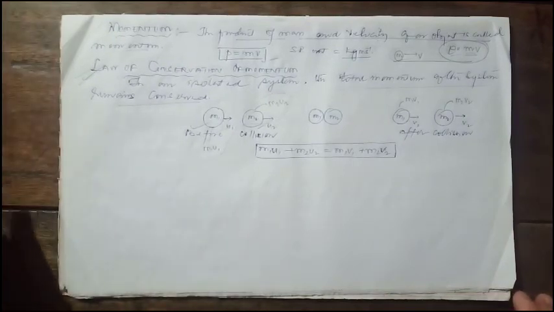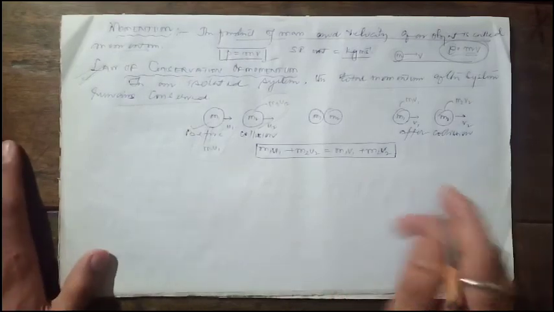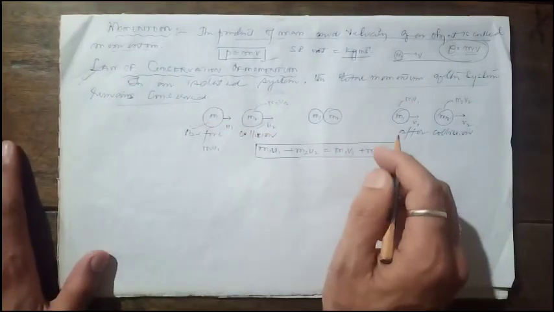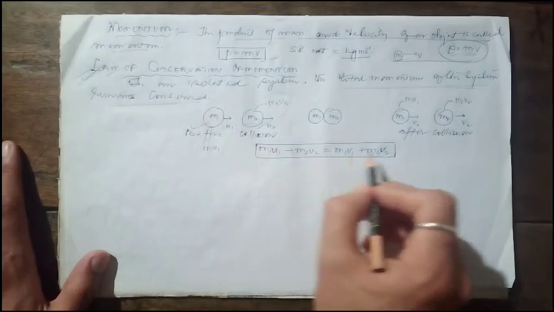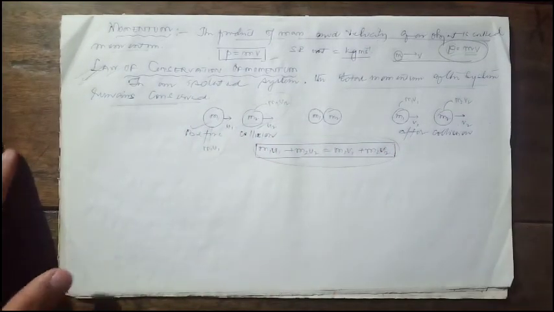So the law says, before the collision, what was the total momentum, and after the collision, what's the total momentum? That momentum always remains the same. That's what we mean by this law. The total momentum of the system always remains conserved. So that's the law of conservation of momentum.